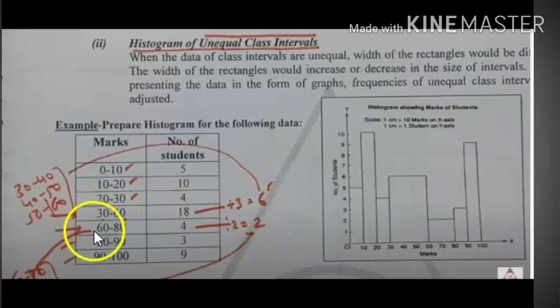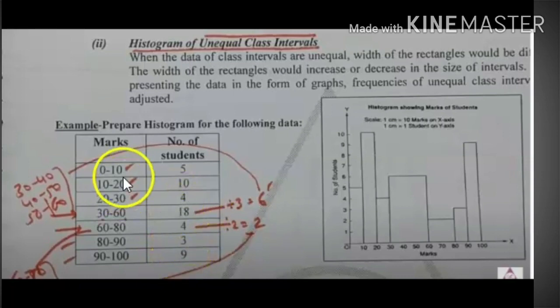Here also you can see two intervals are combined together, 60 to 70 and 70 to 80, so you divide by 2. 4 divided by 2 is 2. Next, are there any changes? No. 80 to 90 is a single interval, and 90 to 100 is a single interval. There is no change in the data.